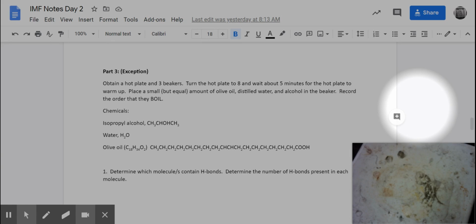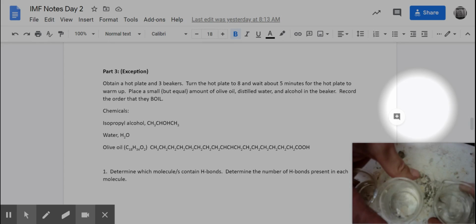Hopefully you had a chance to identify the intermolecular force of hydrogen bonding. Each one has hydrogen bonding, but how many? And that would be able to determine the order of which it boils. So I'm going to place these on at the same time and watch and listen for boiling.